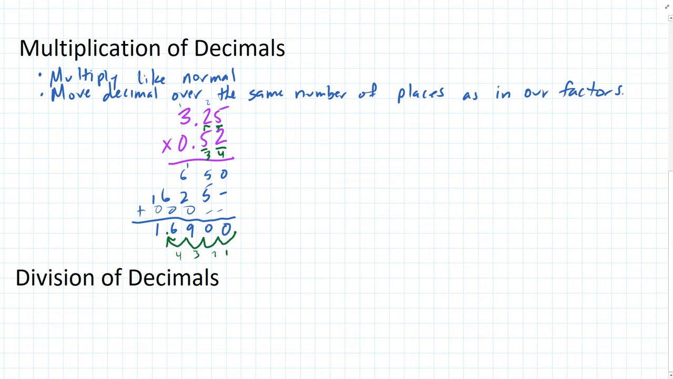So my product, once I multiply this out, is 1 and, I could put all the zeros, 1 and 69 10,000ths, or I could just say it's 1 and 69 hundredths.